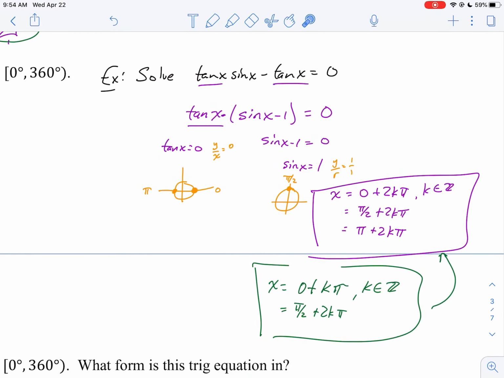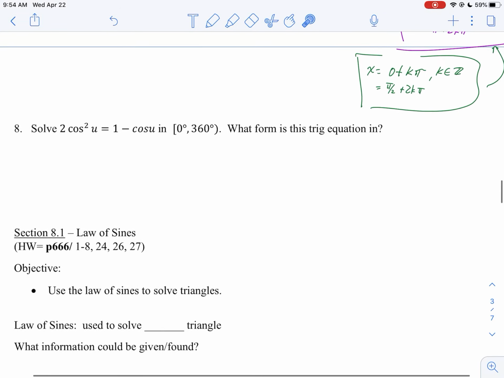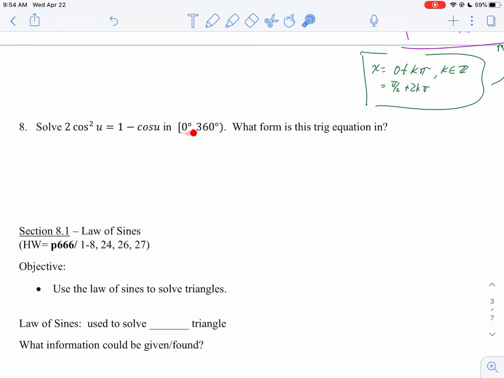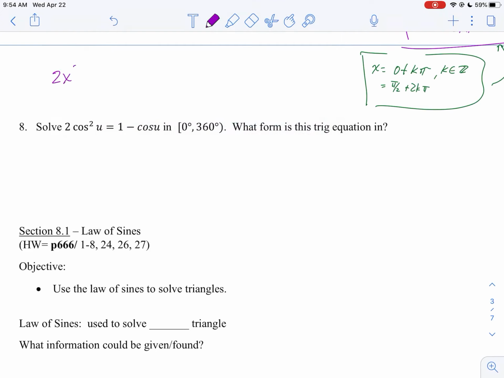All right, so the key here was factoring, and so we're going to take a look at this next one, which also involves factoring. So you've got the equation here. We're just looking for 0 to 360, and it asks, what form is this trig equation in? Do you see the squared here in the u? If these were x's instead of cosine, if I gave you 2x squared equals 1 minus x, all I really did is I replaced cosine u with just x. You would probably know how to solve that.